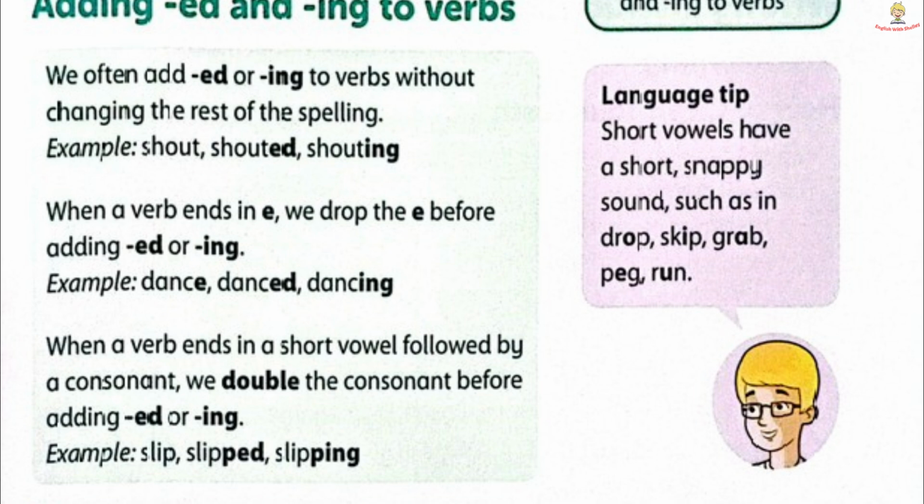Here the example is sleep. So the second last letter of sleep is e, that is a vowel, and after that there is a consonant p, so we double the p and then we add ed and ing. There is a language tip on the side of this page. Short vowels have a short, snappy sound such as in drop, skip, grab, peg, run. So in those verbs in which a short vowel gives a short sound, like run, peg, skip, drop.